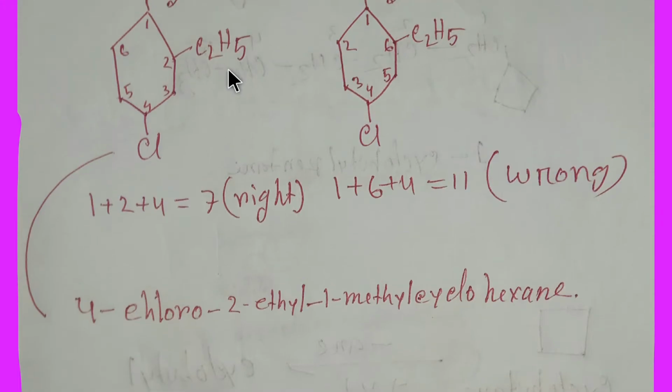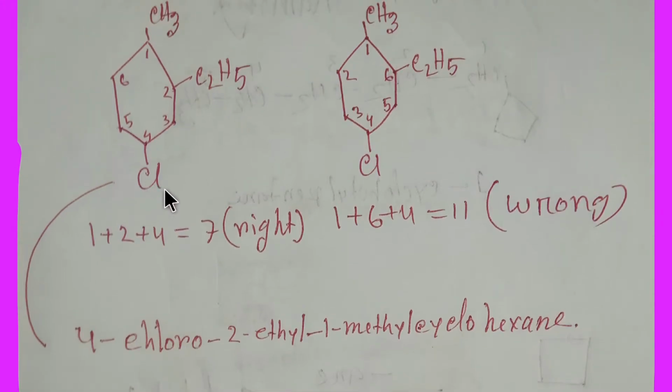So this is acceptable. The name of the compound will be, this is chloro, this is ethyl. The position of C is before E, so we have to consider chloro as our first substituent. So this is 4 chloro, then 2 methyl and 1 methyl cyclohexane, right?